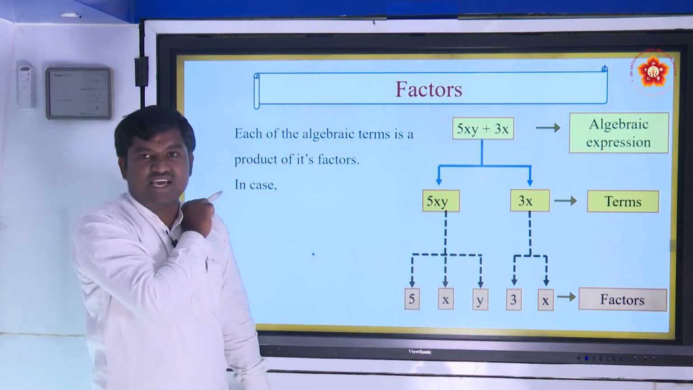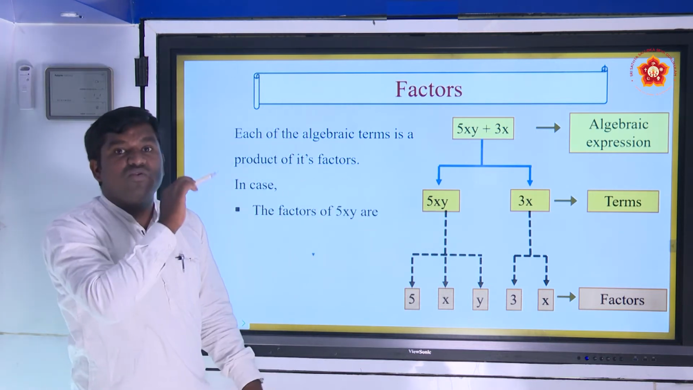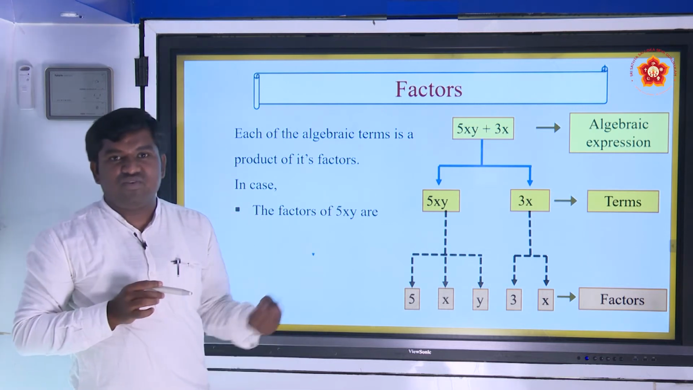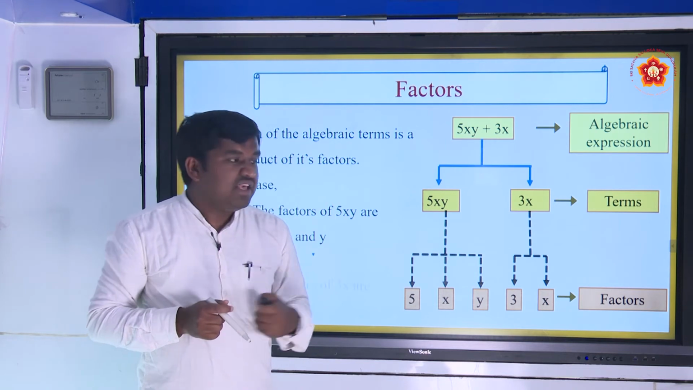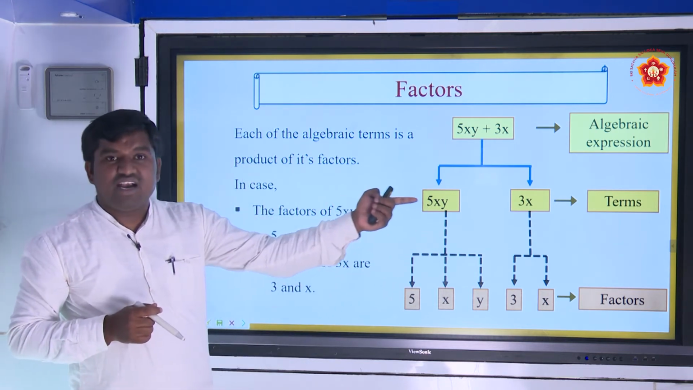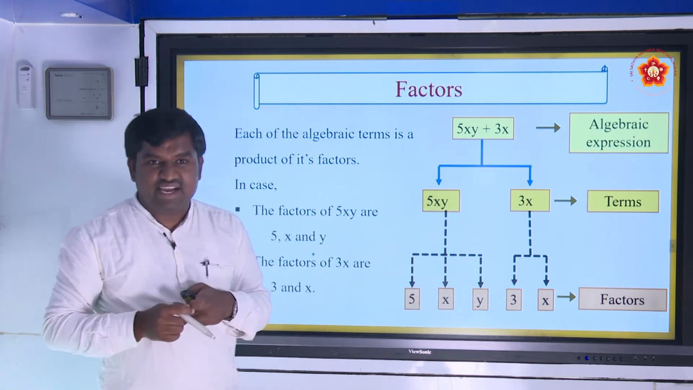Yes, in this case, in 5xy, 5, x and y are the factors of 5xy. In 3x, 3 and x are the factors of 3x. Okay.